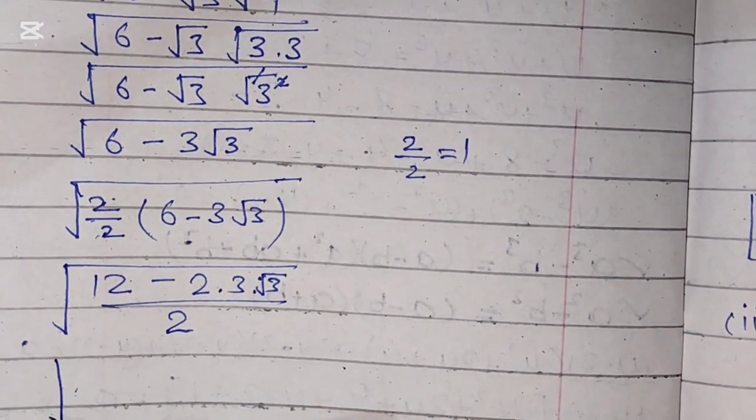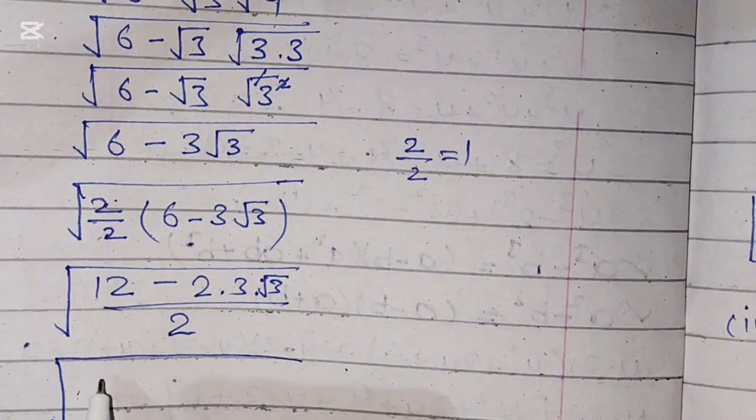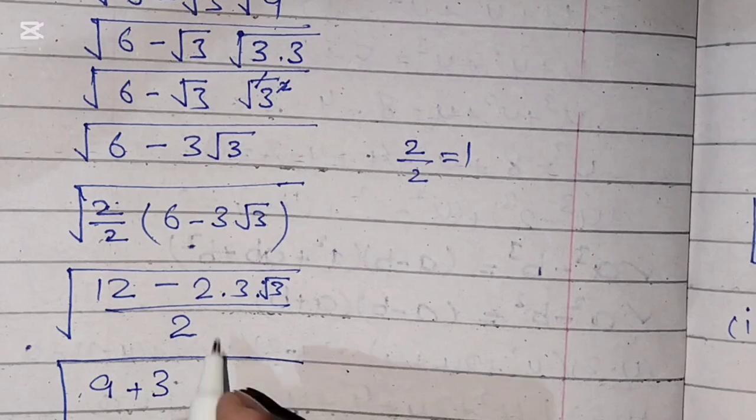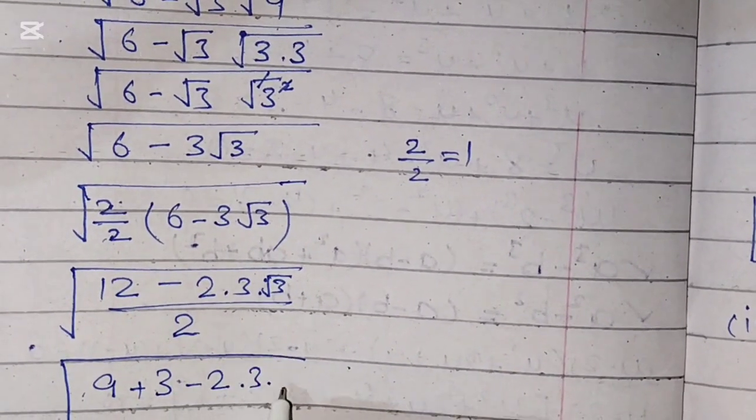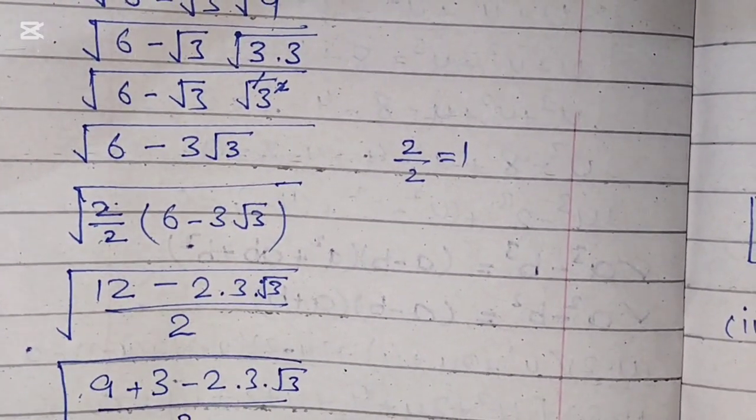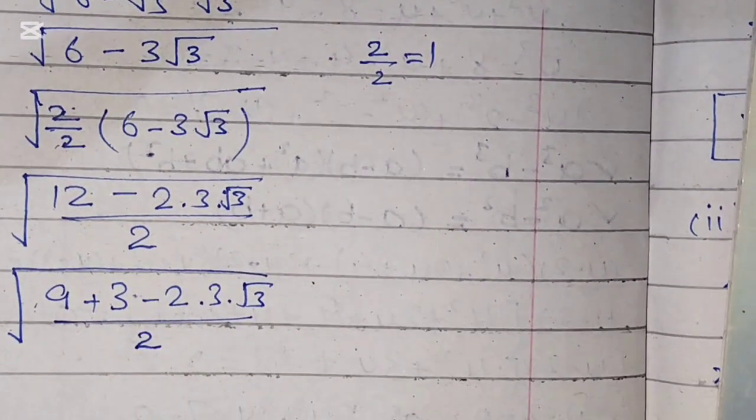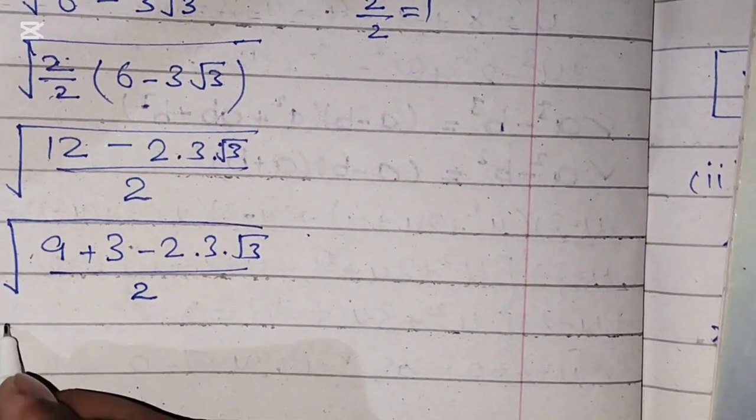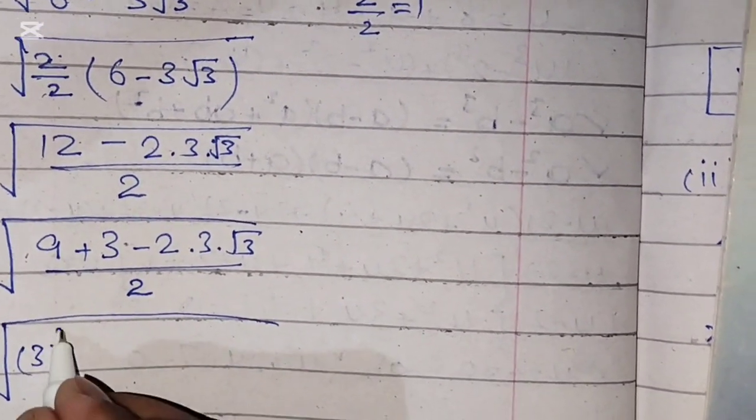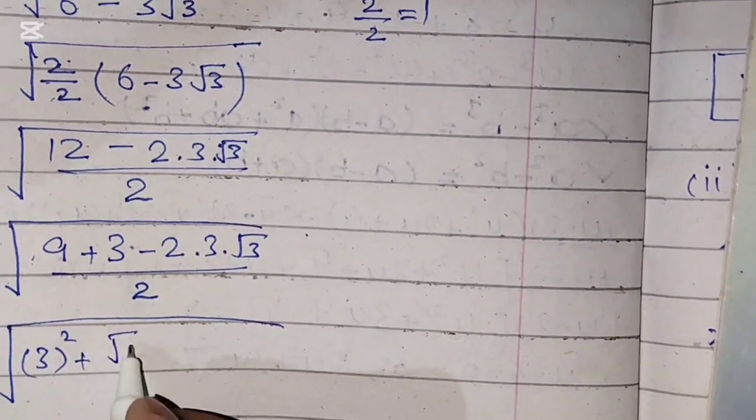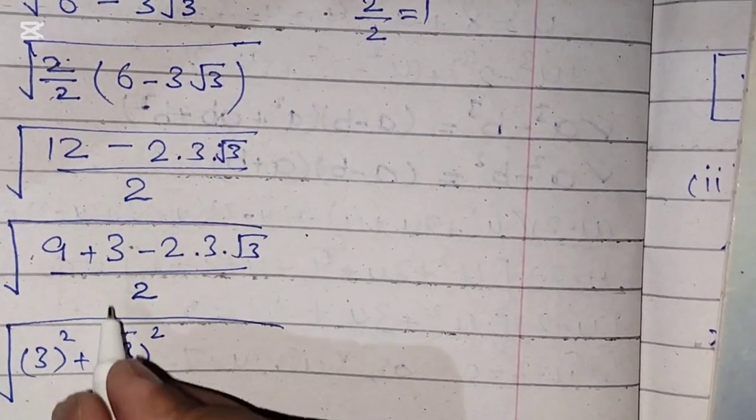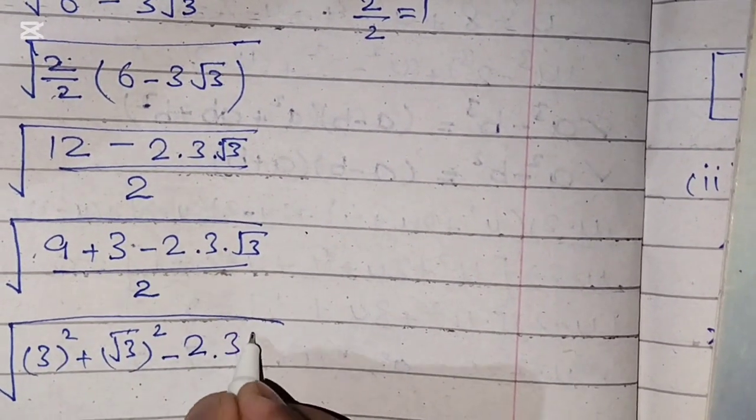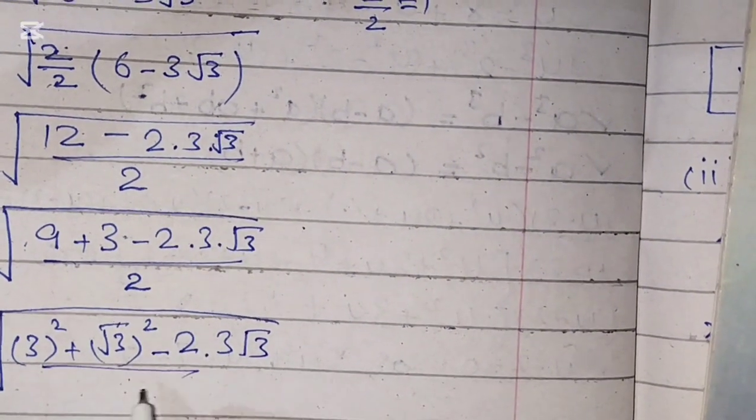Now here we can write this 12 as 9 plus 3 and this minus 2 times 3 times square root of 3 all over 2. Now we can write this 9 as 3 squared and this 3 as square root of 3 squared, because square cancels square root, we are back to the above step, and this added is minus 2 times 3 square root of 3 all over 2.